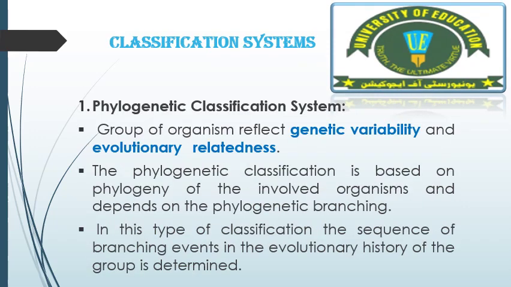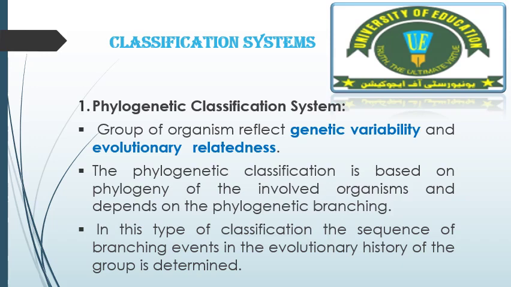Now the classification systems. First of all, phylogenetic classification system. In the phylogenetic classification system, the groups of organisms reflect genetic variability and evolutionary relatedness. Genetic variability shows the tendency of changes in genetic makeup through different populations. It shows how much change in the genes has occurred throughout the population. And evolutionary relatedness shows the relationship between different individuals in the evolutionary history. The phylogenetic classification is based on the phylogeny of the involved organism. Phylogeny means its evolutionary history, how the organism evolved in the process of evolution, and depends on the phylogenetic branching pattern.